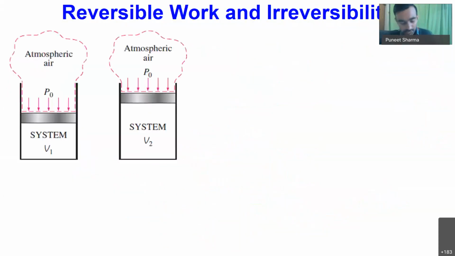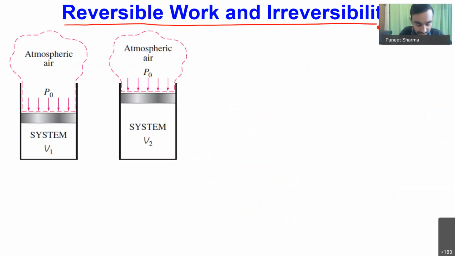Now let us consider the concept of reversible work and irreversibility. This system has an initial volume V1 and a system pressure, say P. Now we consider that this piston cylinder system is located in our atmosphere, so we will have atmospheric air outside.